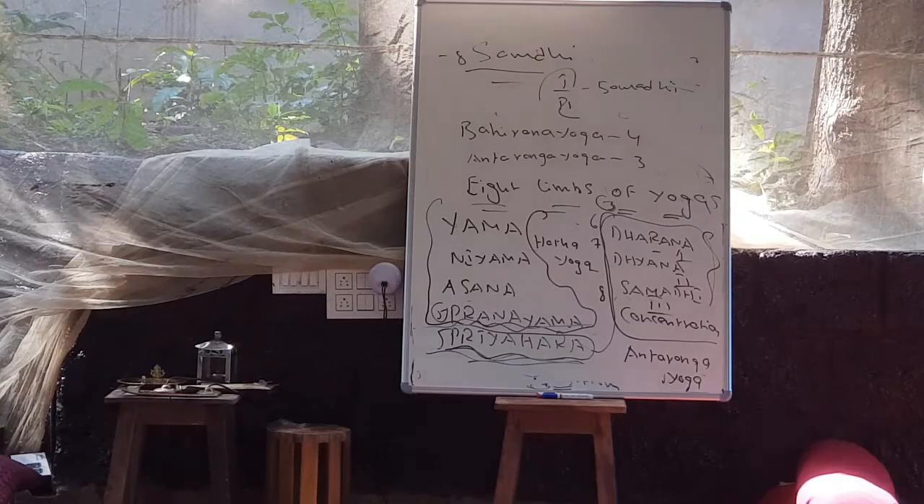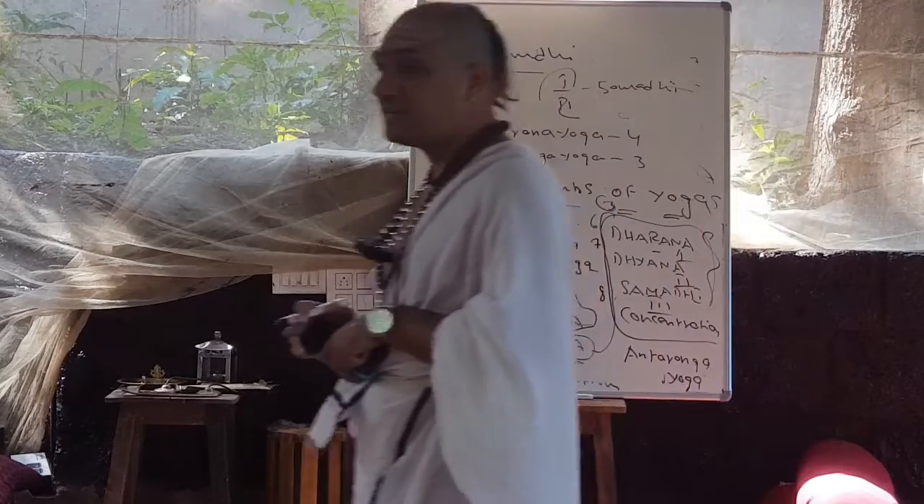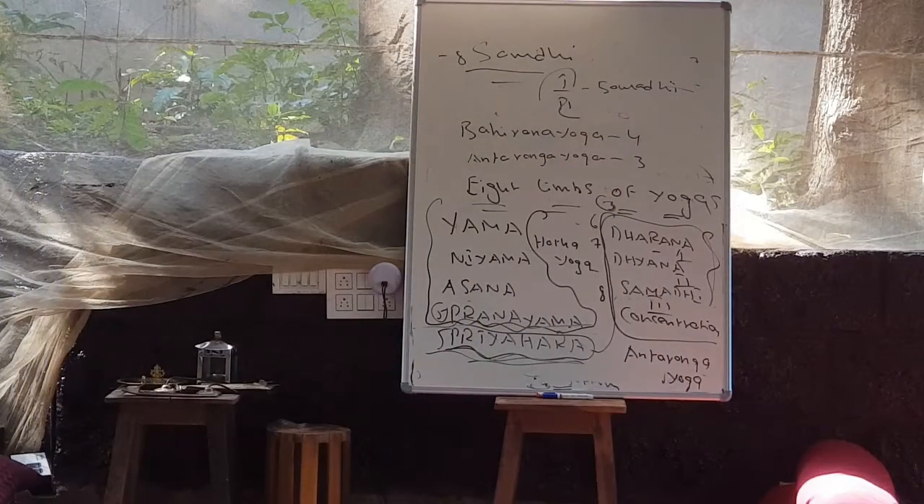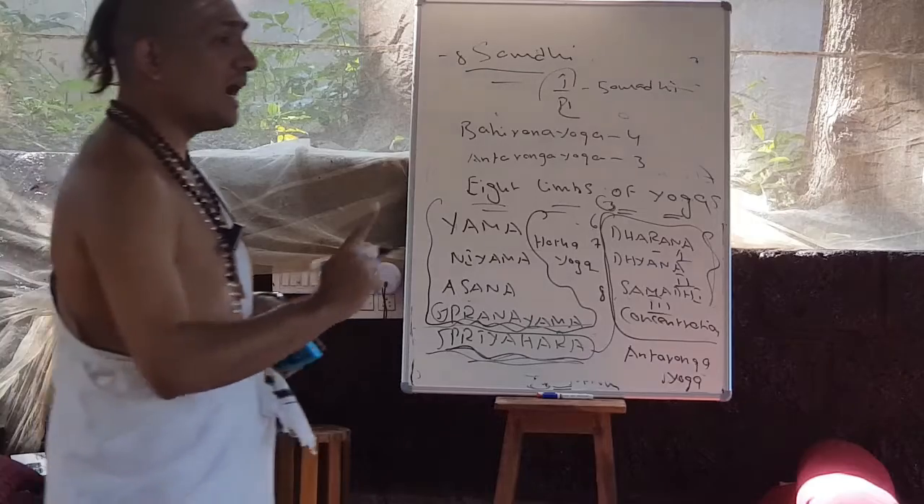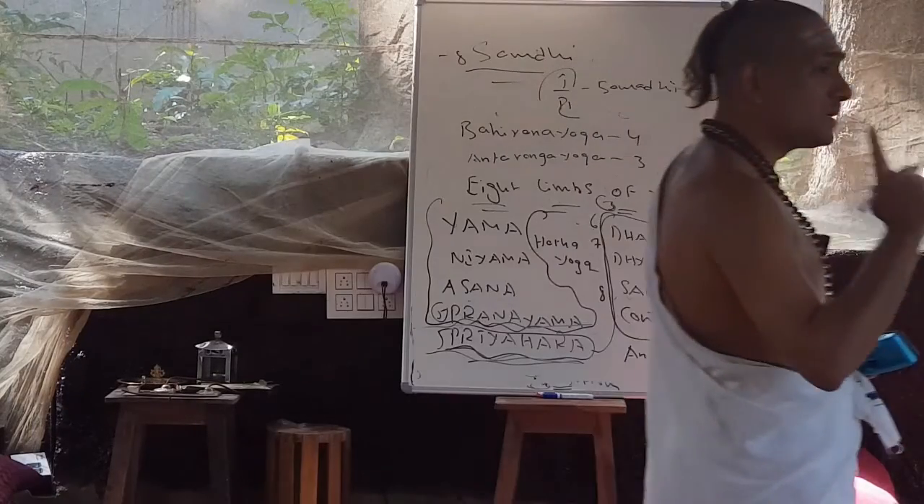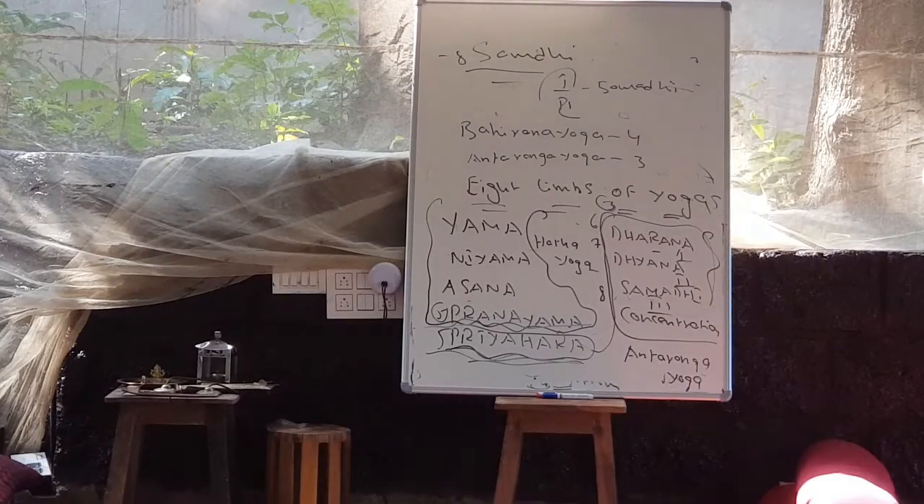Pratyahara is such a special limb, interlinked with Samadhi. We do not see Pratyahara in the second level of Samadhi. Until the first level of Samadhi, we see Pratyahara. 100% perfection of Pratyahara means 100% attainment in Samadhi.